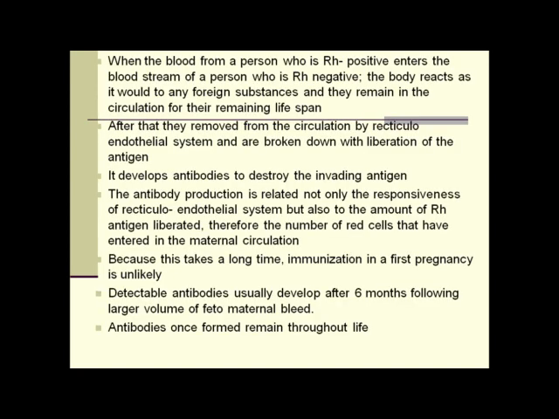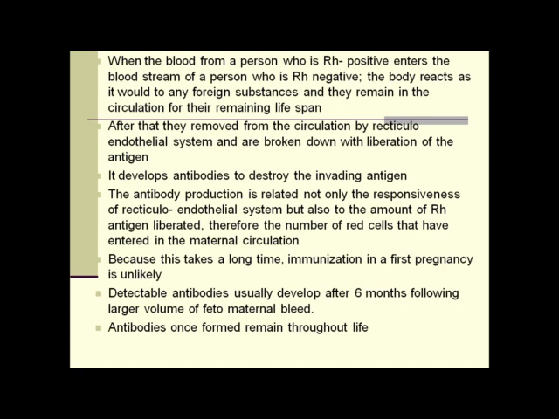When blood from a person who is Rh positive enters the bloodstream of a person who is Rh negative, the body reacts as it would to any foreign substance. The cells remain in circulation for the remainder of their lifespan. After that, they are removed from the circulation by the reticuloendothelial system and broken down with liberation of antigen. It develops antibodies to destroy the invading antigen.